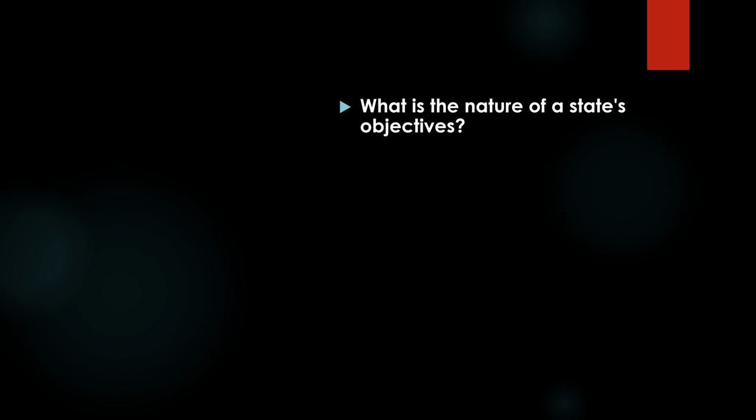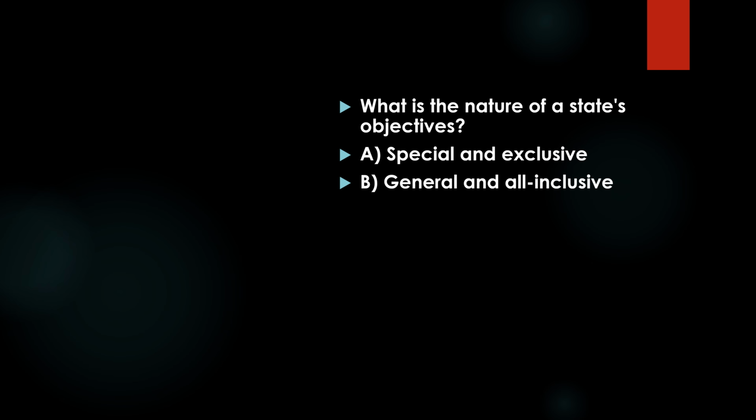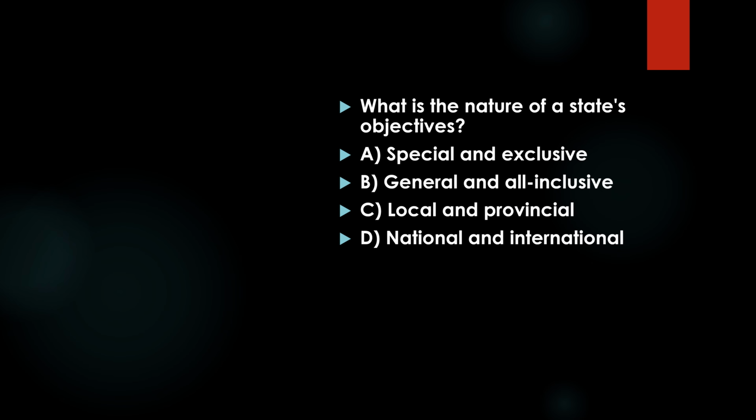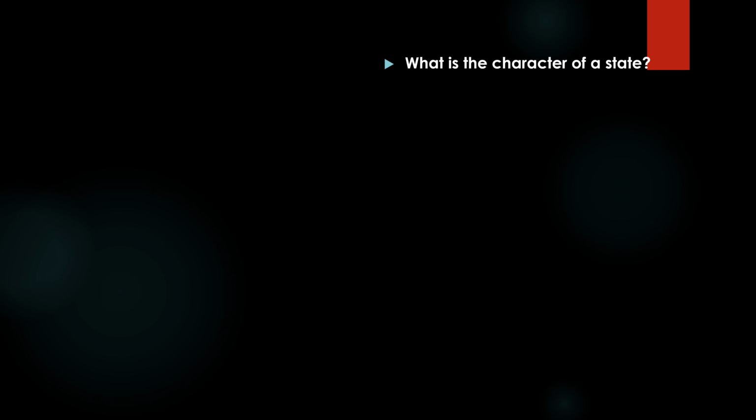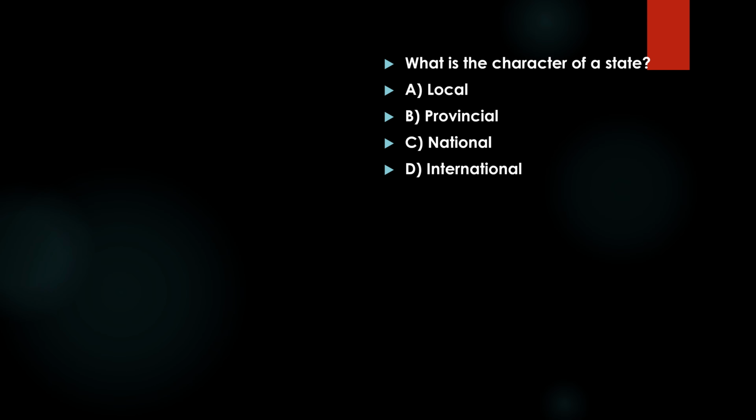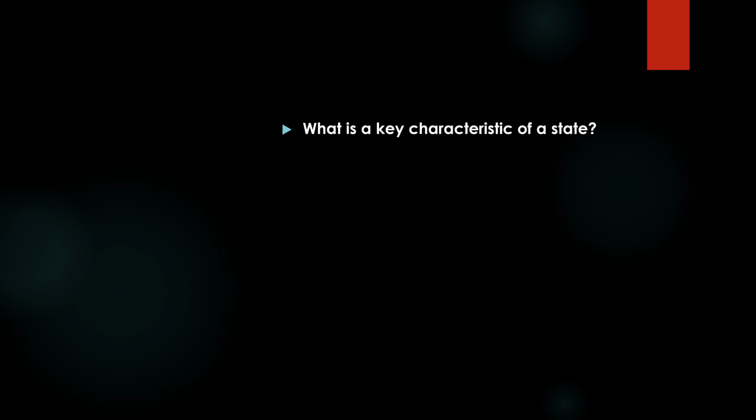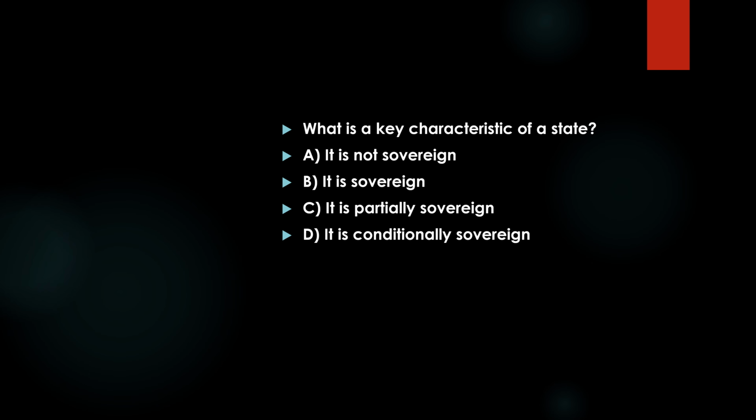What is the nature of a state's objectives? Special and exclusive, general and all inclusive, local and provincial, national and international. Answer B. General and all inclusive. What is the characteristic of a state? Local, provincial, national, international. Answer C. National. What is a key characteristic of the state? It is not sovereign. It is sovereign. It is partially sovereign. It is conditionally sovereign. Answer B, it is sovereign.